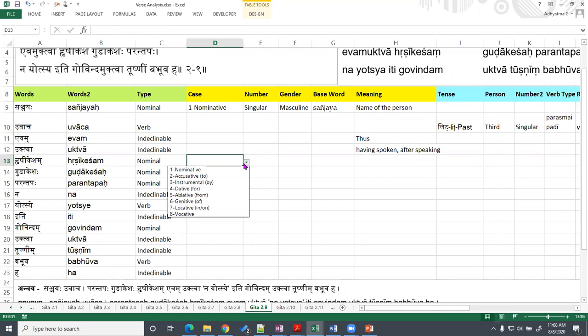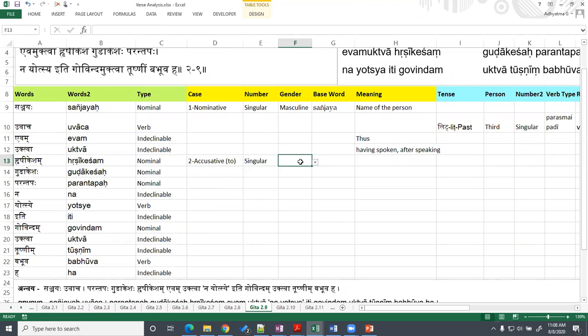Hrishikesham, it is the accusative like Ramam, singular, masculine, and base word is Hrishikesha. This is the name of Lord Krishna. Gudakeshaha. This is again like Ramaha. So nominative singular masculine. And here the base word is Gudakesha. This is the name of Arjuna.